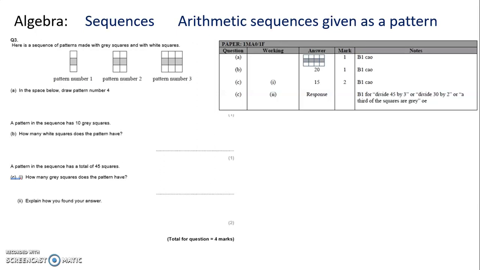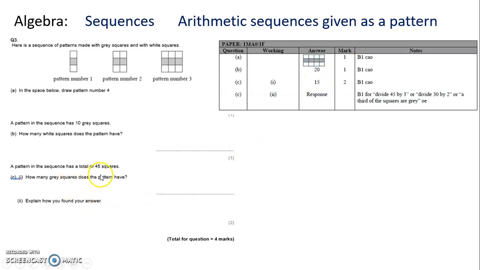Okay, question 3. We've got grey tiles and white tiles, similar to the example we had in the lesson, but this is a bit different because the grey ones are the ones sandwiched in between. So it's a nice easy pattern though, because the grey ones are just the same as the pattern number. So pattern number 3, we've got 3 grey tiles, and then we've got white tiles either side, so we've got twice as many as the pattern number for our white tiles. So pattern number 4 is, as you can see here in the mark scheme, 4 grey and 8 white. A pattern in the sequence has 10 grey squares. How many white squares does the pattern have? Well, the whites are always double the greys, so it must be 20.